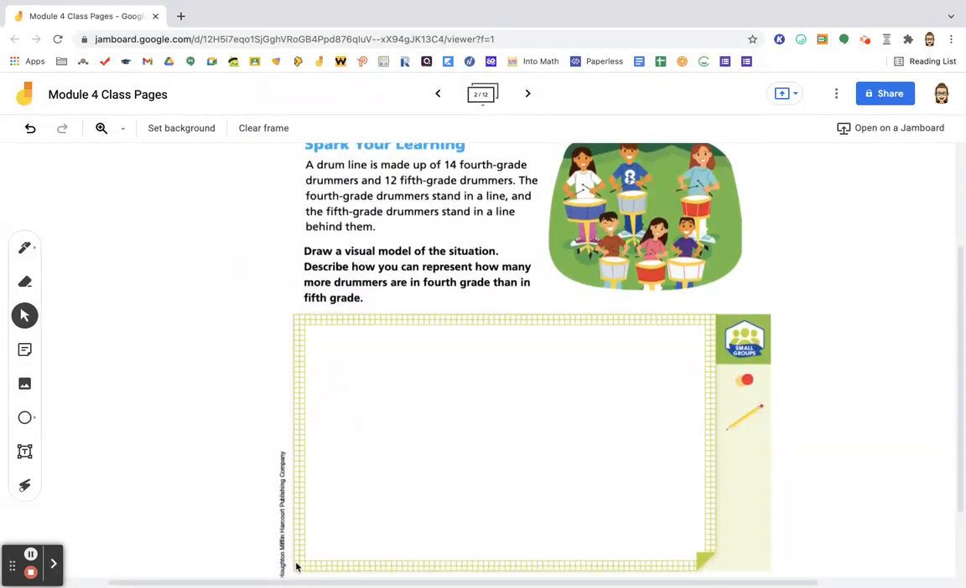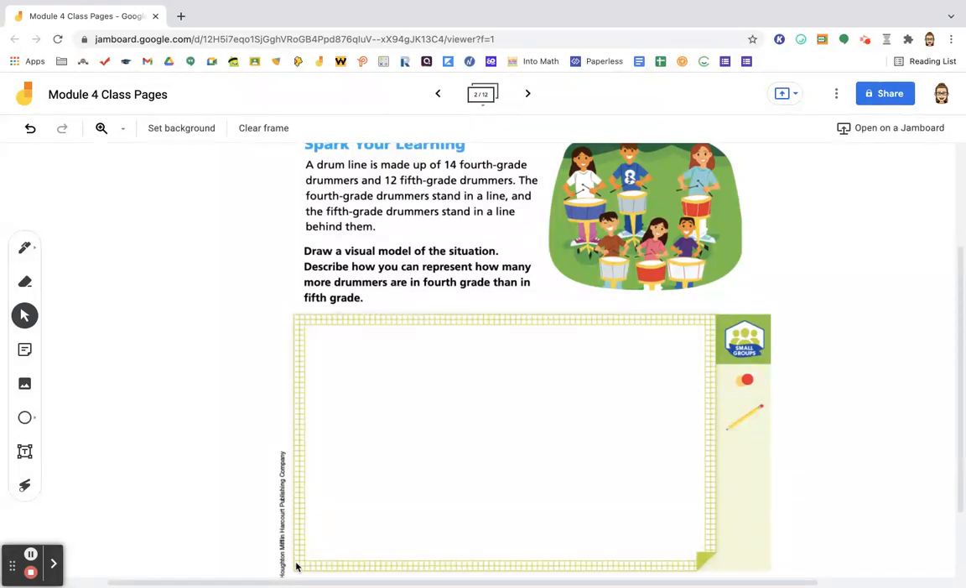It says a drum line is made up of 14 fourth grade drummers and 12 fifth grade drummers. The fourth grade drummers stand in line, and the fifth grade drummers stand in the line behind them. Draw a visual model of the situation. Describe how you can represent how many more drummers are in fourth grade than in fifth grade.